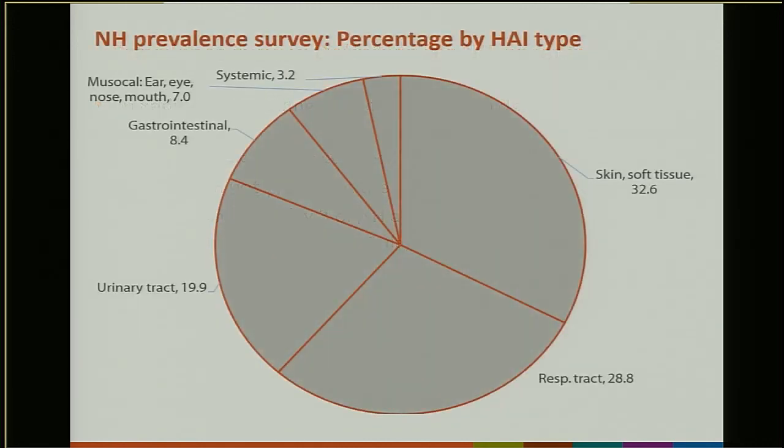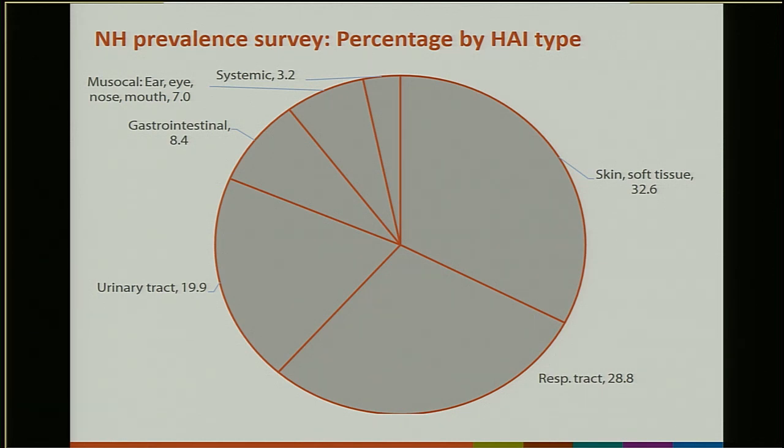This pie chart here really represents the various revised McGeer definitions that I just showed you, and which are most common. You may be able to see here that the biggest portion of the pie, at 32.6%, represents the infections that will fall under the skin and soft tissue infections grouping. The second most common was respiratory tract infections at 28.8%. And the third most common was urinary tract infections at 19.9%.